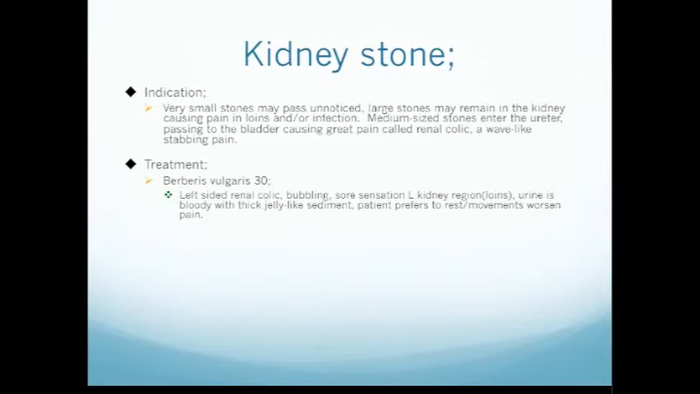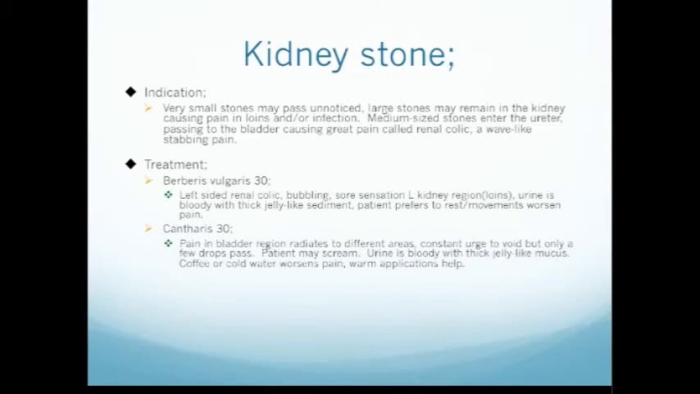The patient prefers to rest. Movements worsen the pain. Cantharis 30. This is used for pain in the bladder that radiates to different areas. There's a constant urge to void, but only a few drops of urine will pass. The patient may scream. Urine is bloody with thick jelly-like mucus. Coffee or cold water worsens the pain. Warm applications seem to help.